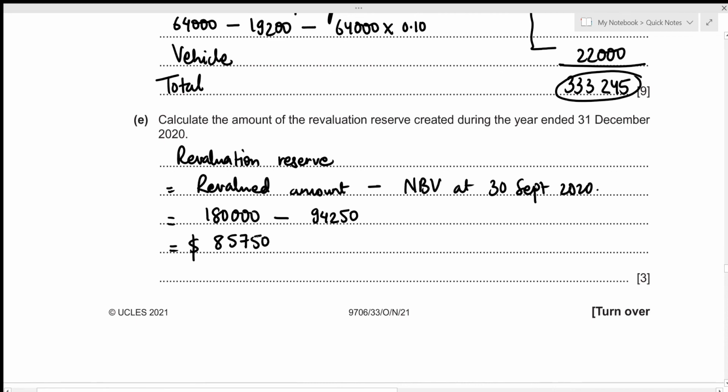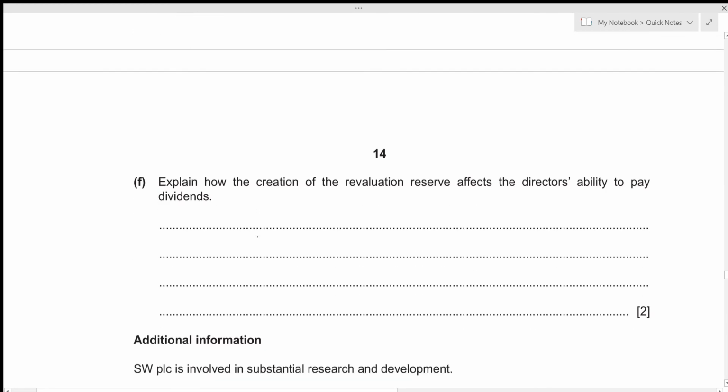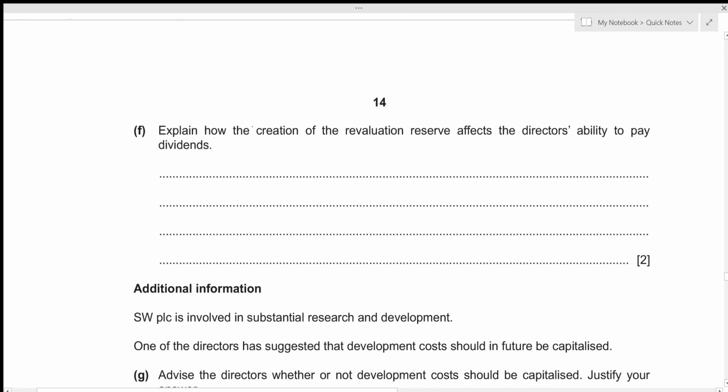This concludes our fifth part. Now we can move to the sixth one. We need to explain how the creation of the revaluation reserve affects the directors' ability to pay dividends. So the thing that we need to realize here is that revaluation reserve is not a revenue reserve. It is in fact a capital reserve, due to which this amount cannot be used in order to pay dividends to our shareholders, since capital reserves are non-distributable.